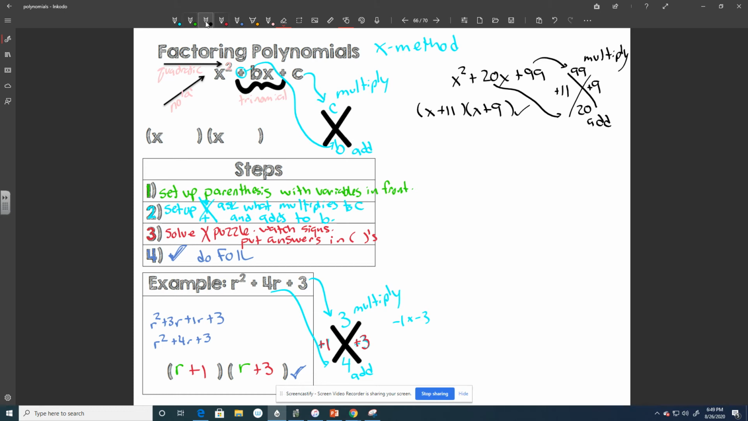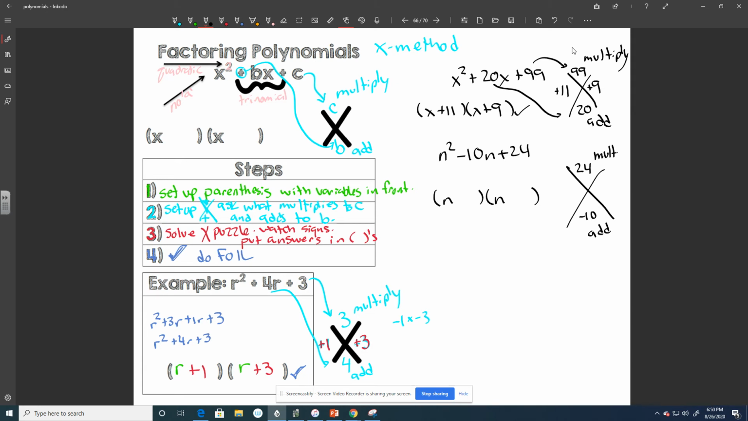Okay. Let's look at some examples where my numbers maybe aren't all positives. Let's do something like n squared minus 10n, and let's do plus 24. So when I draw my parentheses, instead of x's, I'm using n's. And then I'm going to draw my x. And my 24 goes on top. Remember, that's what multiplies to be the top. Negative 10 is going to go on the bottom.